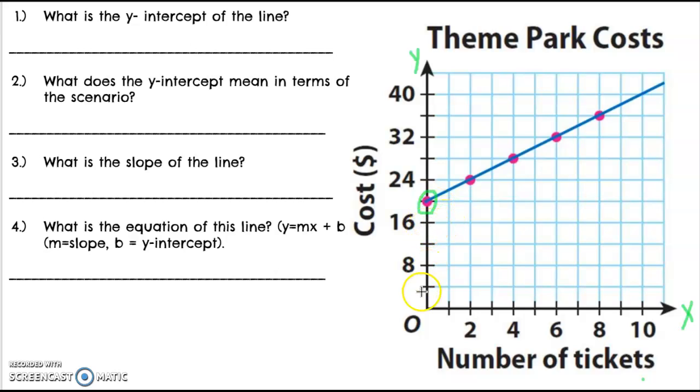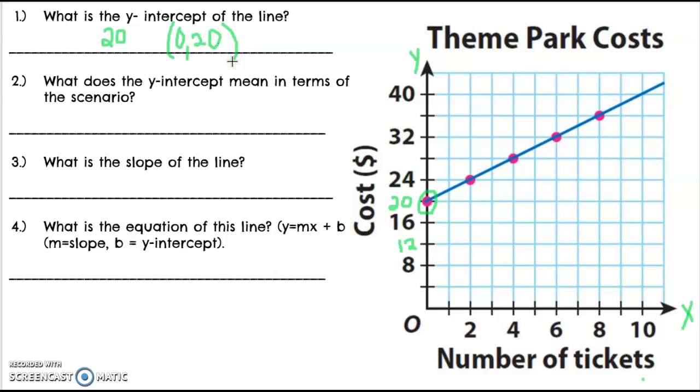So notice that the scale goes up every 4. So if this is 8, this is 12, this is 16. Guess what this one is? 20. So my y-intercept is actually 20. So I'm going to go ahead and put that. If you put it as a coordinate, it would look like this, (0, 20). So you can use that as well.